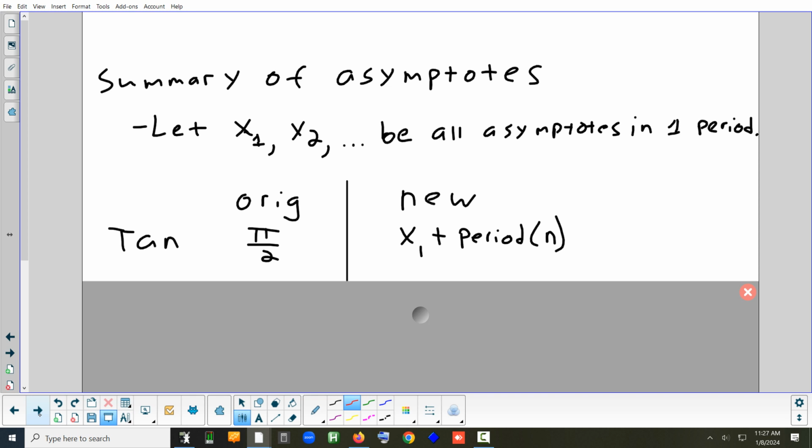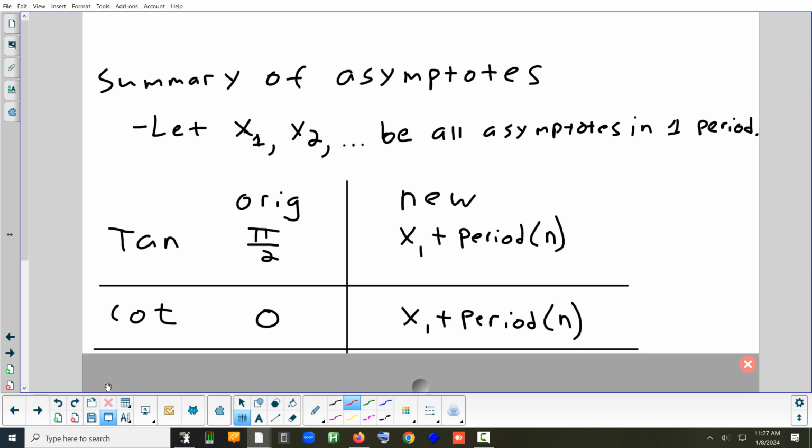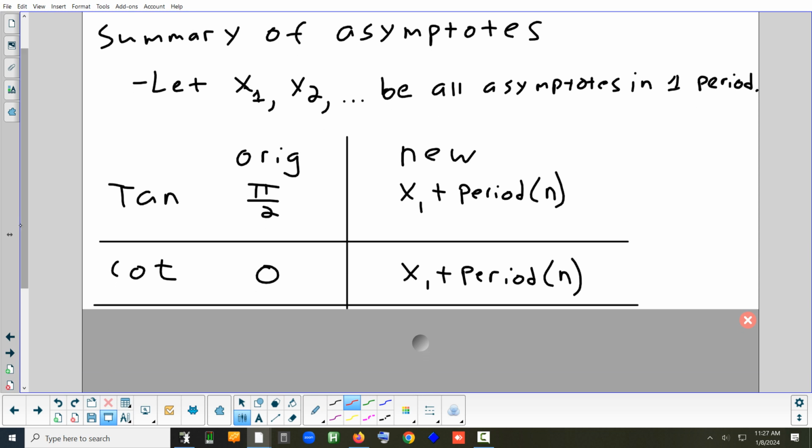Alright, so it can be kind of hard to remember that tangent's first asymptote is at pi over 2 and cotangent's first asymptote is at 0. You can memorize it, but you can also use this table to try to remember. This table is going to summarize all of the asymptotes that you get in the first positive cycle. So for tangent, the very first positive asymptote is pi over 2, and for cotangent, the first one is 0.